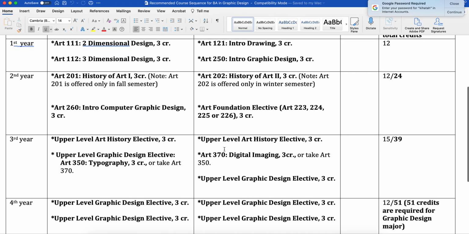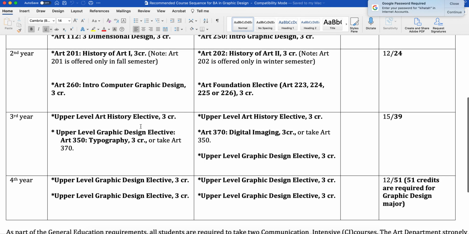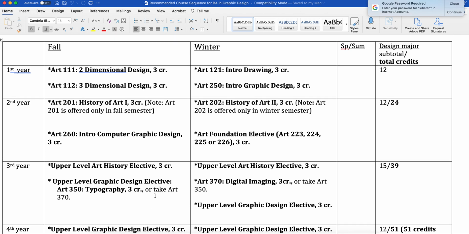But for those of you who are not as good in reading and writing, I really recommend everybody take 201 in the fall and 202 in the winter of the second year. Then in third year, take the upper level art history here, so you finish the art history requirement before you go into senior year. In senior year, you'll be busy taking upper level graphic design courses and creating your portfolio. I went off a little bit because of the art history.